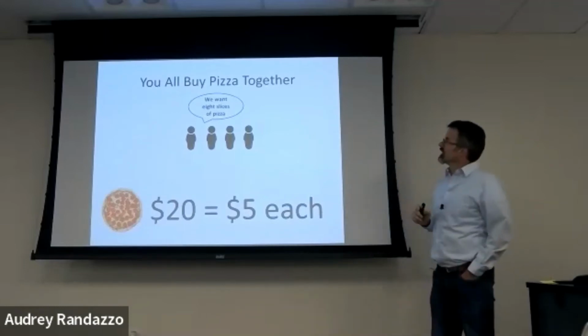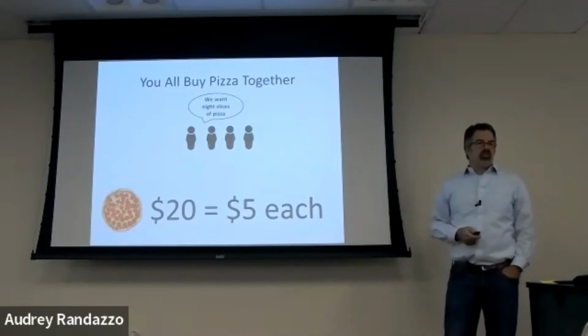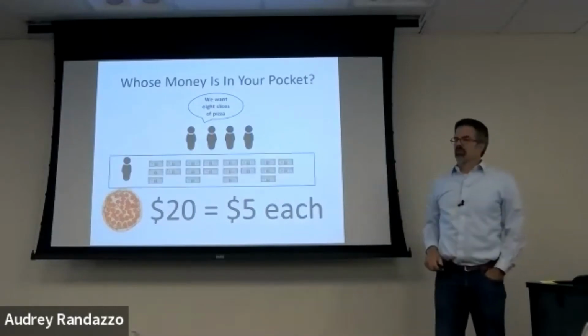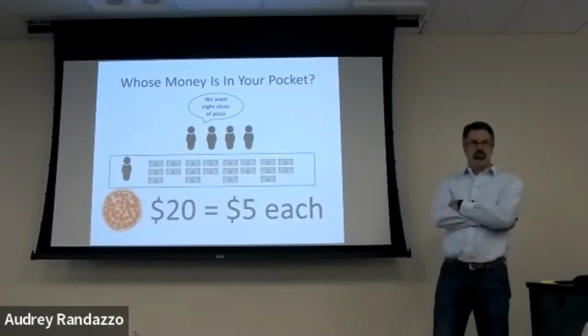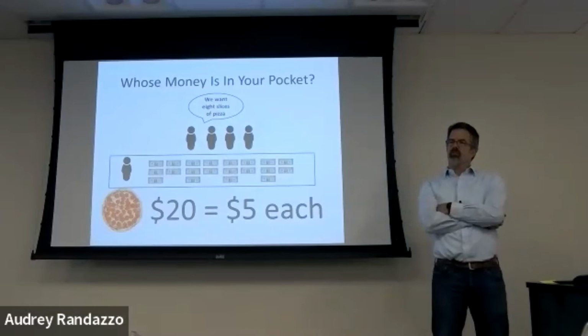Interesting. And we want 8 slices of pizza still. We're gonna get a whole pizza. Maybe we're all gonna get pepperoni. Okay, well, you just got picked to go get the pizza. Go do the pizza run. Here's $20. All right, whose money is in your pocket? Everyone. Everyone's money is in your pocket.